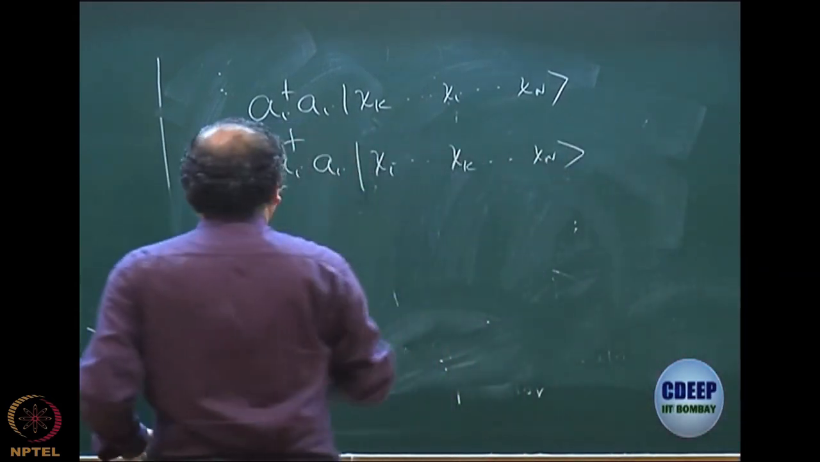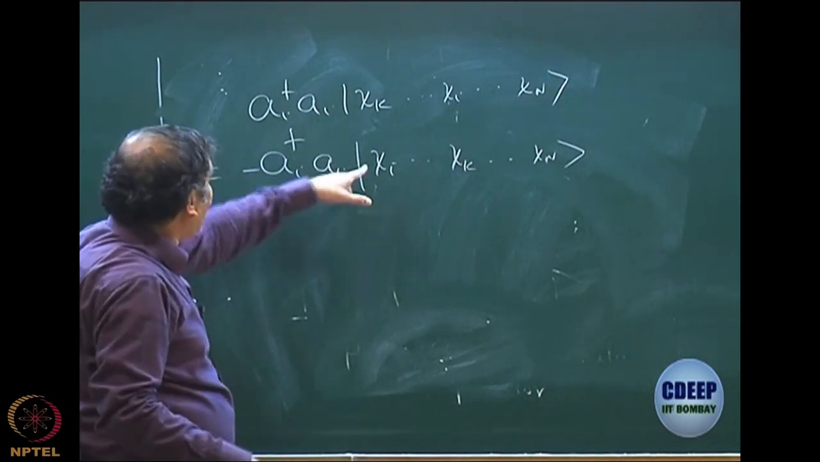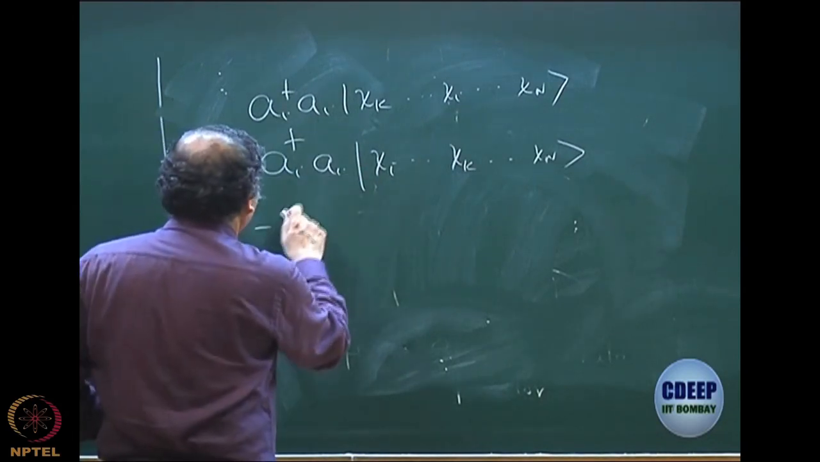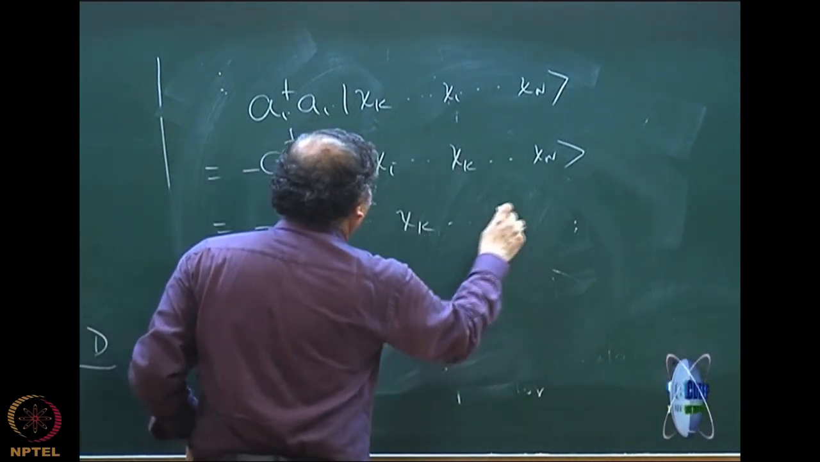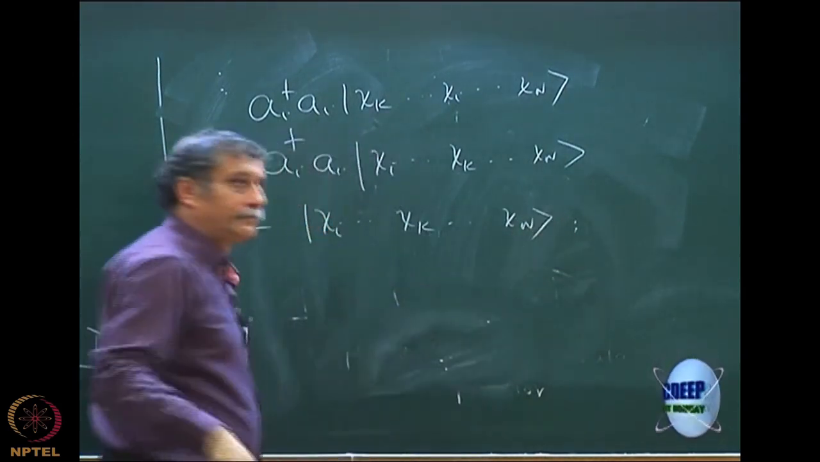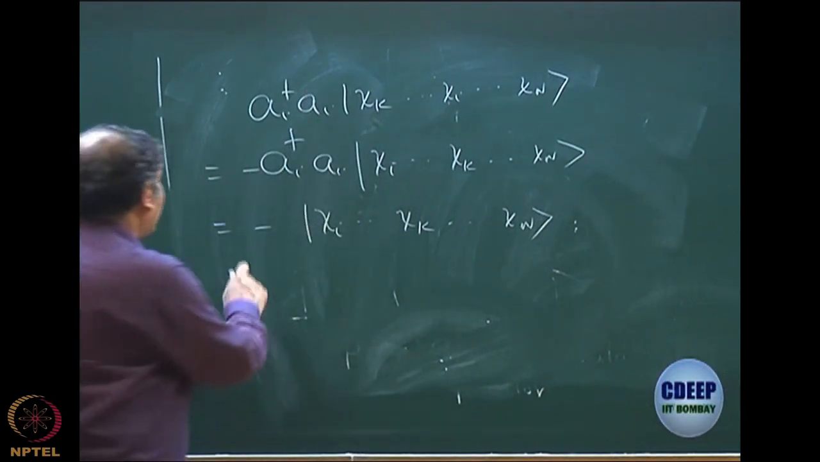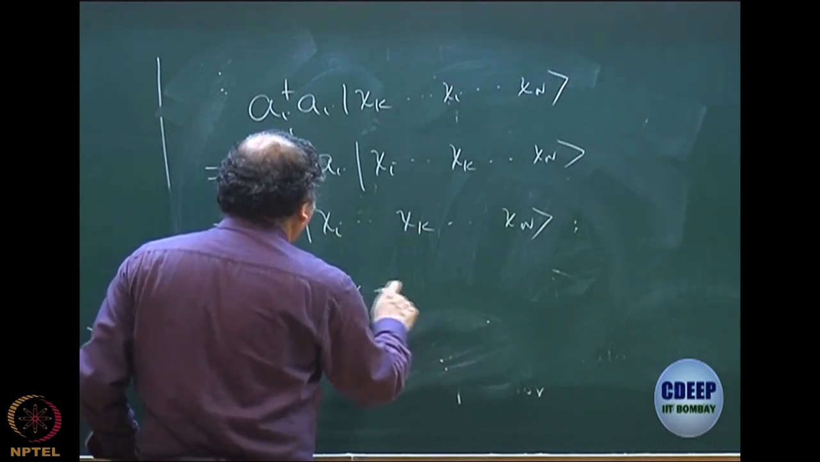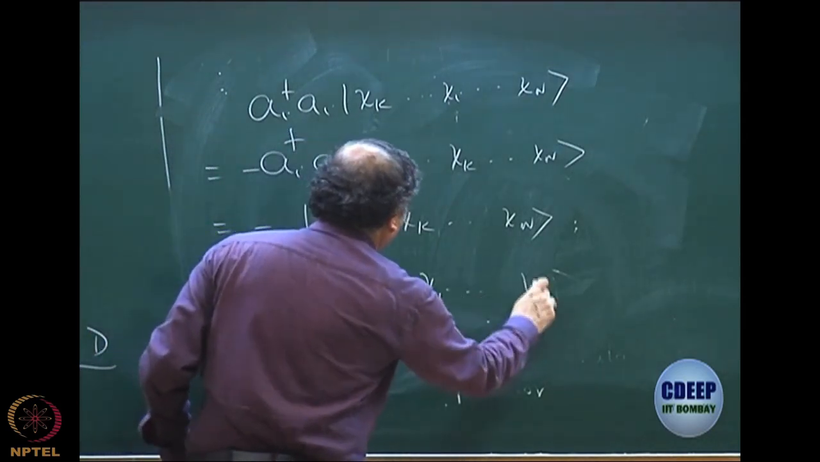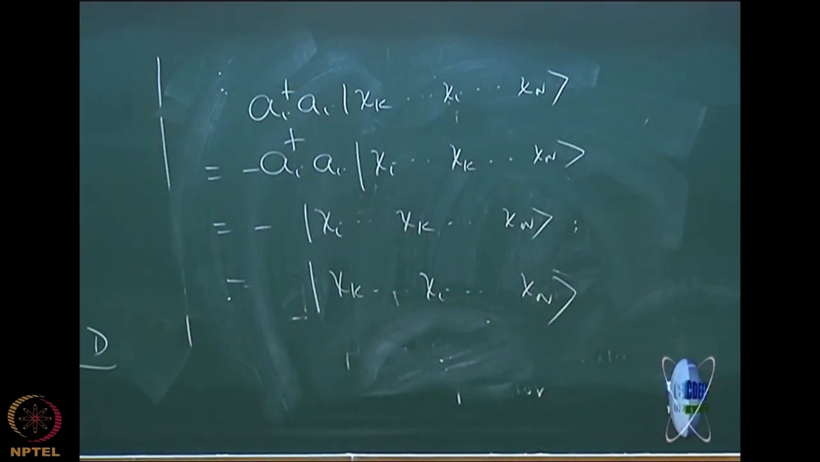So, then I can allow AI to act on chi I and then make AI dagger here. So, I will get back minus chi I, chi k, chi n. Correct? Because I will first annihilate and then create, and then I push it back again here. So, I will get chi k here, chi I here, chi n here with the plus sign. So, exactly as it was, right.